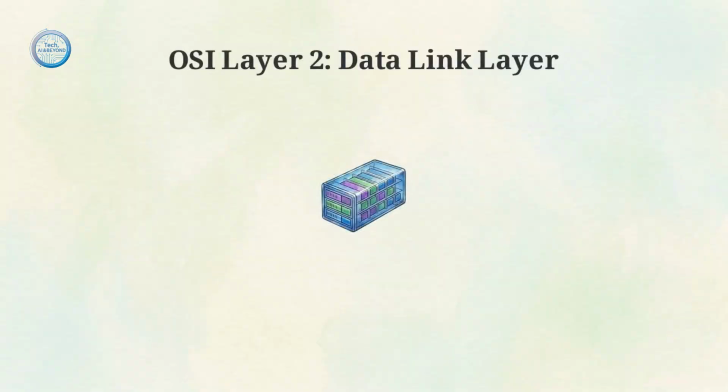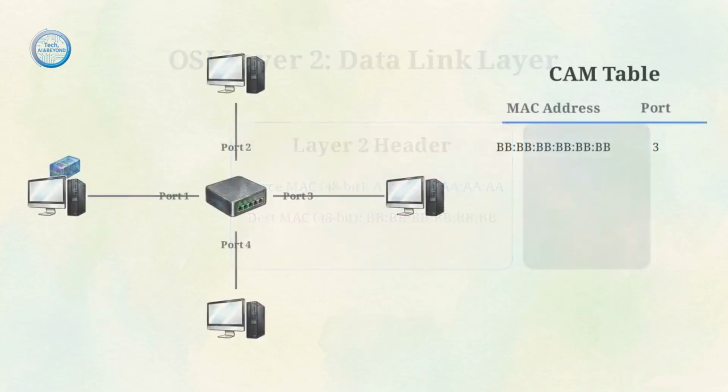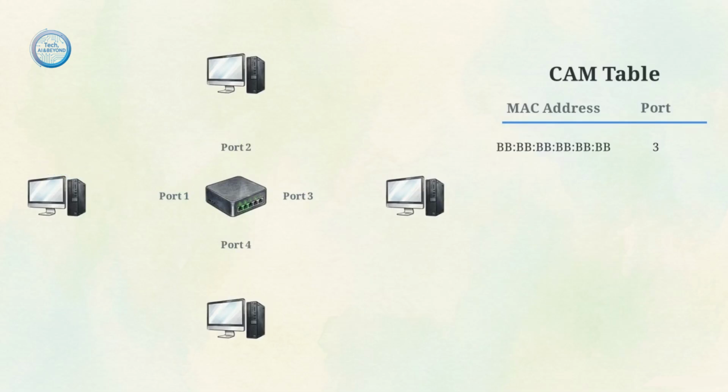This diagram isolates the data structure used at OSI Layer 2, the data link layer. It deals exclusively with Ethernet frames. Notice the header. It relies on flat, 48-bit Media Access Control, or MAC, addresses to physically identify the sender and the receiver. When this frame enters port 1 of our switch, the hardware passively listens. It reads the source MAC address and writes a new entry into its Content Addressable Memory, or CAM, table, mapping that specific hardware address to port 1.